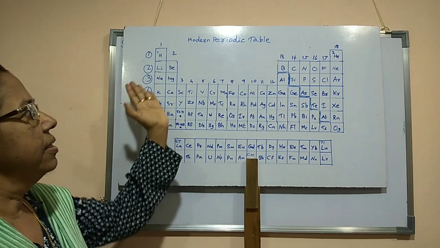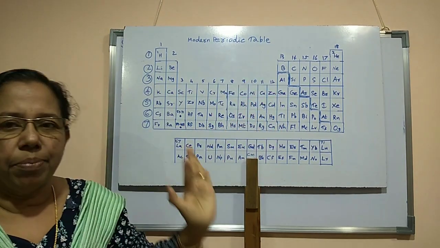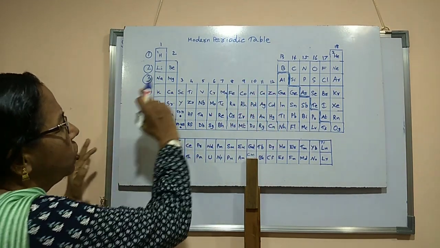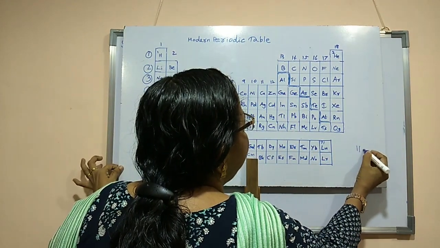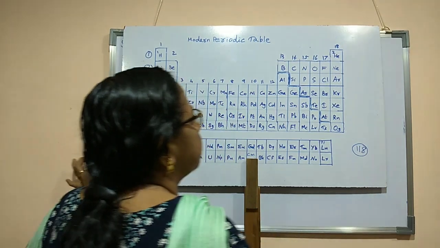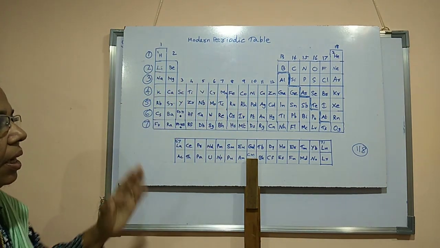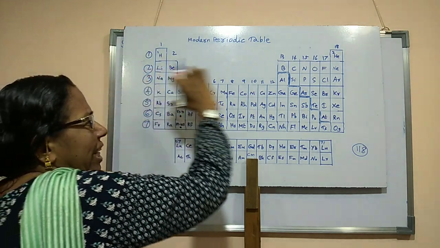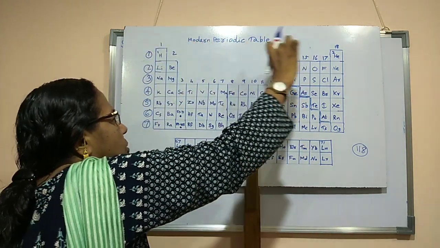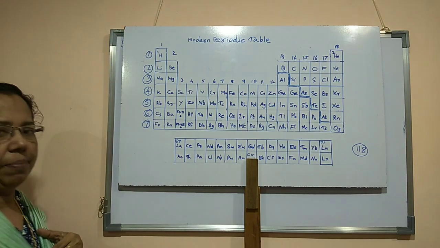This is the modern periodic table. Here you can see a total of 118 elements. Now, the total number of periods, meaning horizontal rows, that you can find is 7.